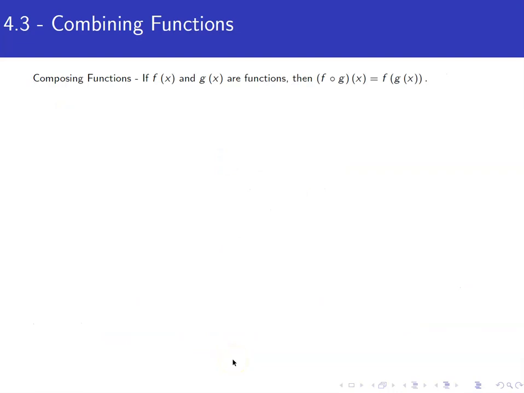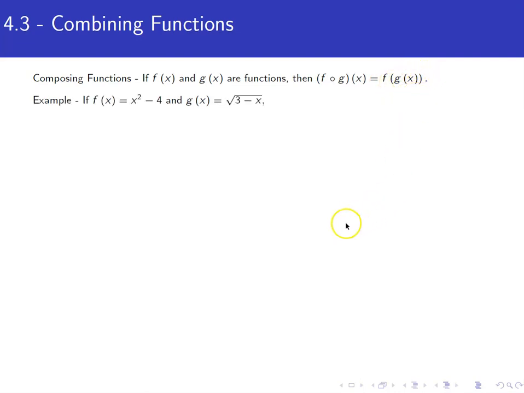The other way that we combine functions is through what's called composition. So if f and g are functions, then the composition of f and g, f composed with g of x, is equal to f of g of x. What that means is that we would take the x out of f of x and replace it with g of x.